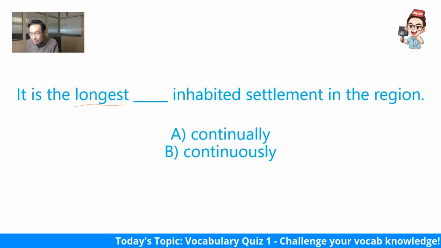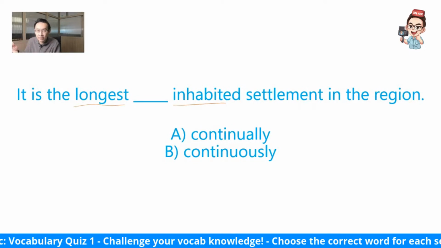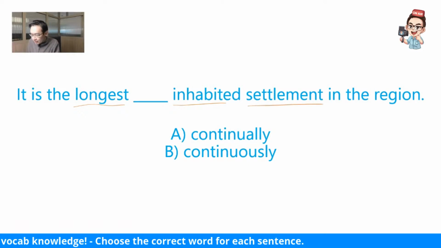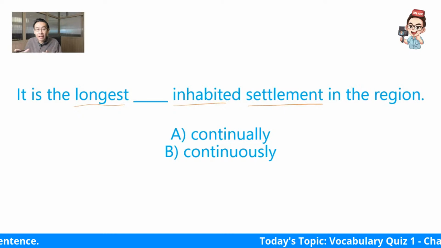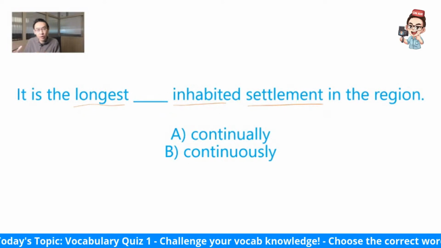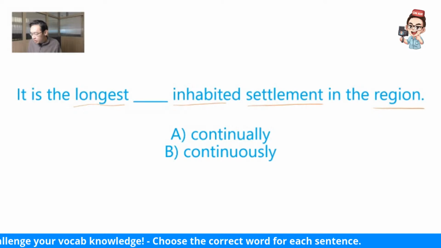Okay. Something inhabited comes from inhabit, right? Means to live in. So this is a settlement. A settlement is like a place where a group of people come together and maybe they build houses and live as a community. Okay, so it can be a village or maybe a small town. That's a settlement in the region. So a region is like a large area.